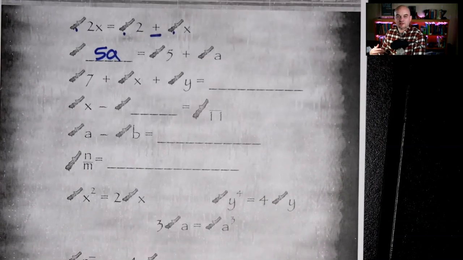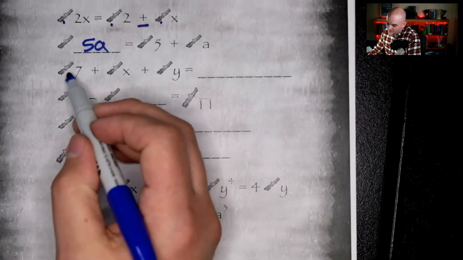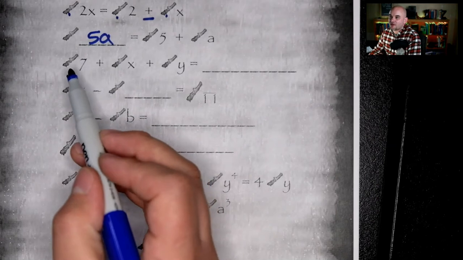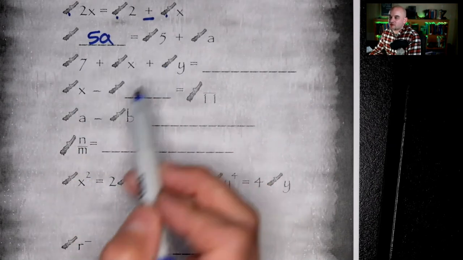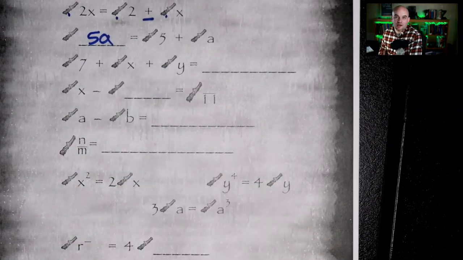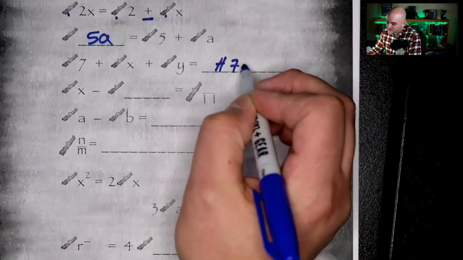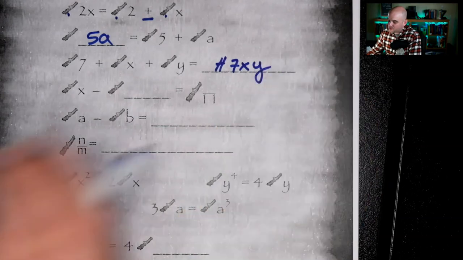If you're not tired of me saying bacon, you will be by the end of this video, right? Then we've got one here where we've got three things being added up. So we've got the bacon of 7 plus the bacon of x plus the bacon of y. That's way more bacon than we need because we can write this as just bacon of 7 times x times y.